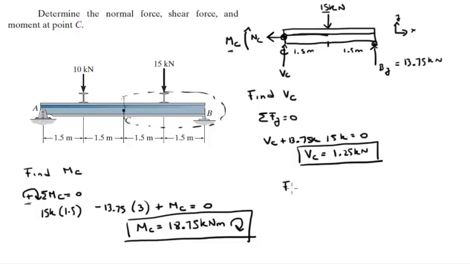And last but not least, we're going to find the normal. And this is very easy to find because you know that the sum of the forces in the x direction is equal to 0. There's no other force going in the x direction, so NC is equal to 0. Final answer for the shear force, final answer for the moment at point C, and the normal.